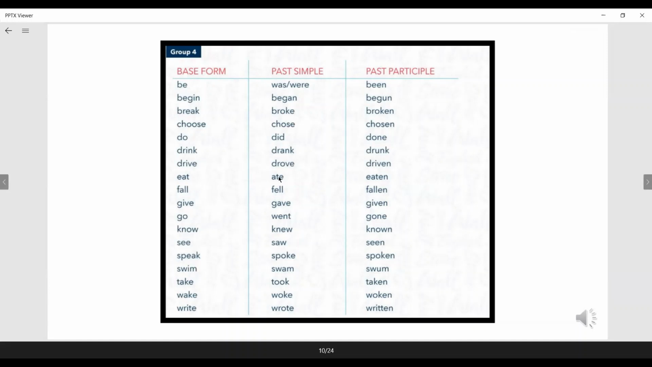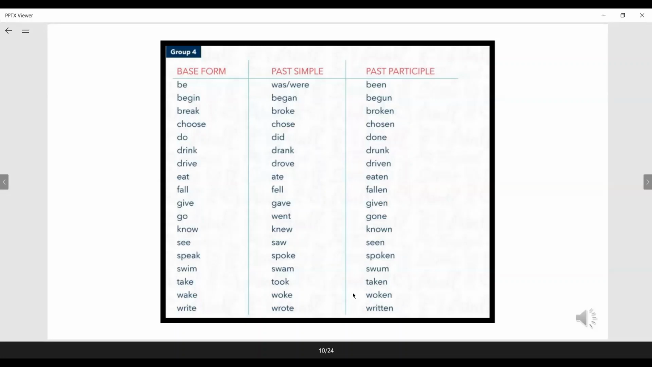Eat will be changed into ate, right? And they drove. Drive will be changed into drove. They drove to the airport and left their car there. And similarly, take will be changed into took and then taken. She has taken her tickets yet. Has she taken her tickets yet?